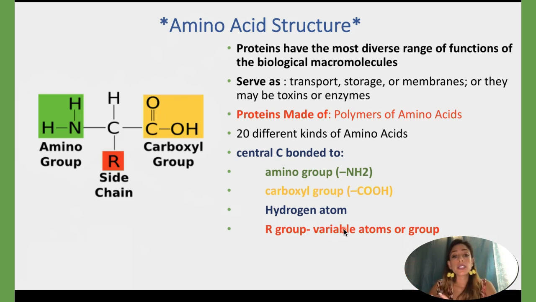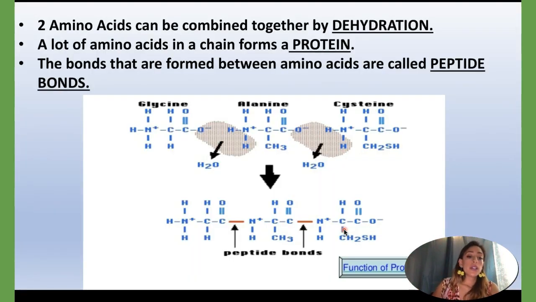Okay, but once again, amino acids are the monomers that make up proteins. Okay, but amino acid structure, what makes up an amino acid? Amino group, carboxyl group, hydrogen, and then its side chain or R group. Okay, so once again, amino acids are the monomers that make up the polymer protein. So this is showing you, here's an amino acid, here's an amino acid, here's an amino acid.